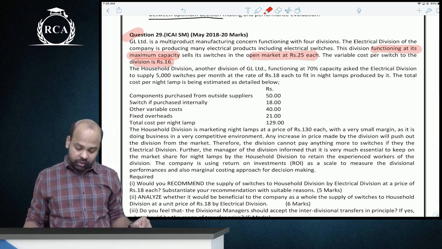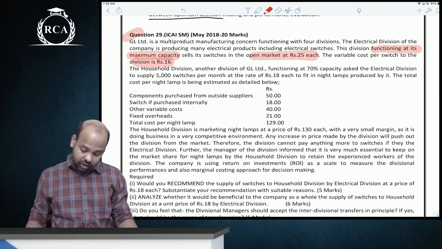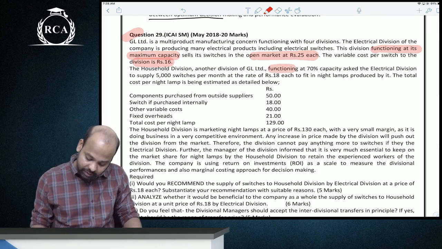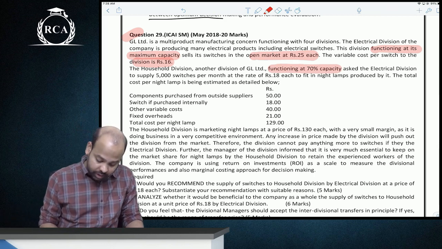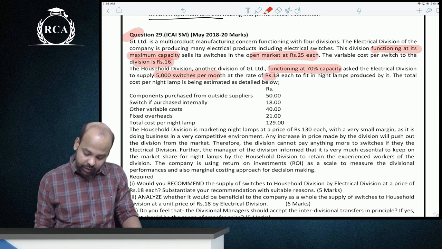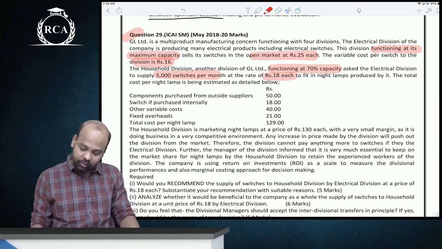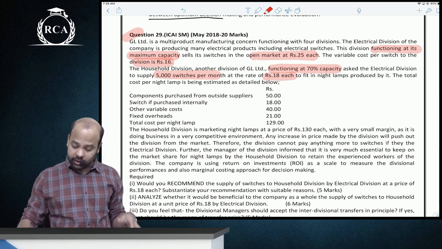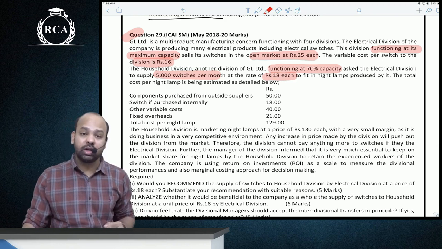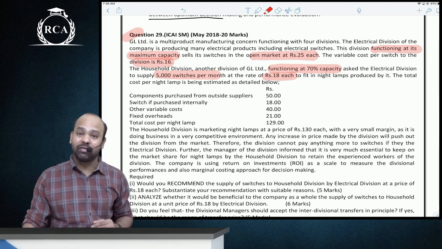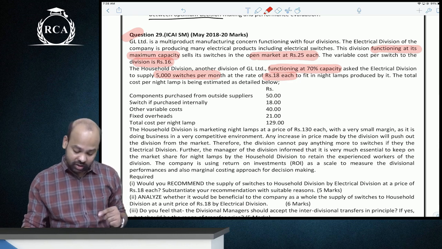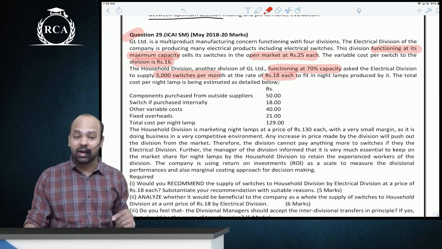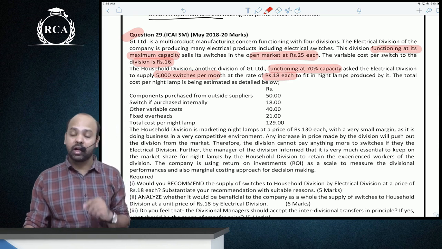The household division, another division of G Limited, is functioning at 70% capacity. It had asked the electrical division to supply 5,000 switches per month at a rate of 18 rupees each to fit in the night lamps produced by it. So guys, the household division has asked the electrical division to supply switches at a price of 18 rupees, the same switches that the electrical division is selling in the external market at 25 rupees.